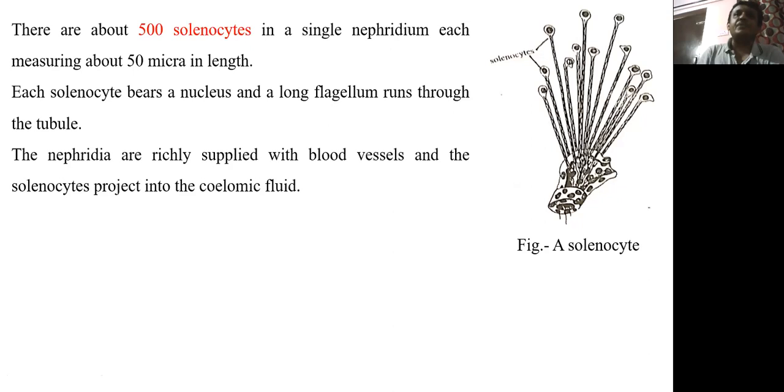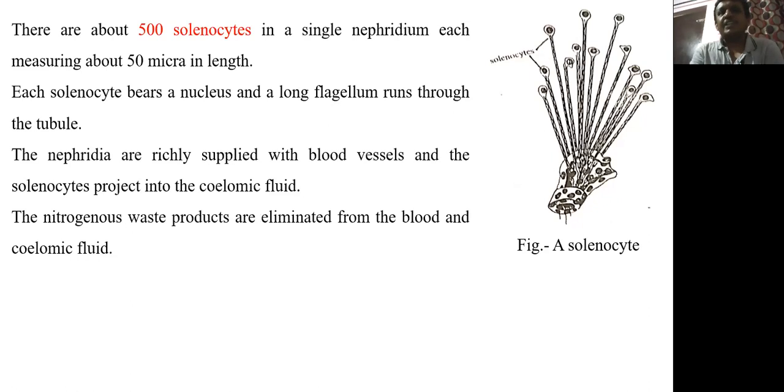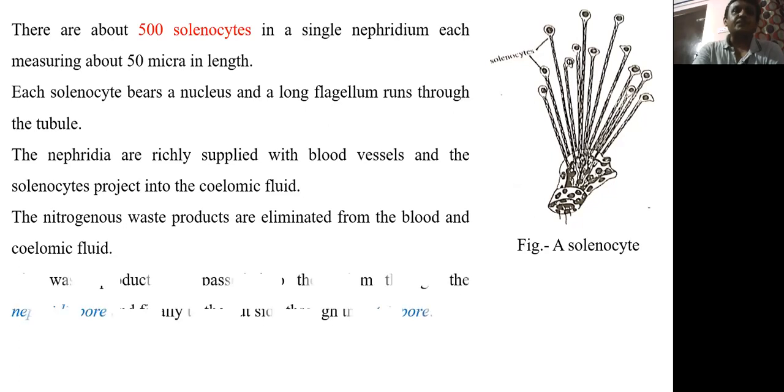From the coelomic fluid, waste is collected by the solenocyte, and as the nephridia themselves are supplied with blood vessels, waste from the blood is also collected inside the limbs of the nephridia. So nitrogenous waste products are eliminated from the blood and coelomic fluid. As we have seen, the solenocytes help in the separation, or you can say elimination, of nitrogenous waste from blood and coelomic fluid.